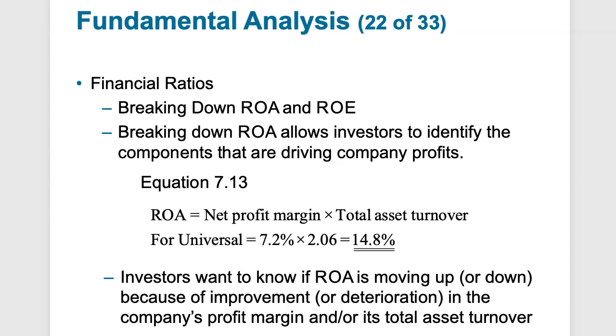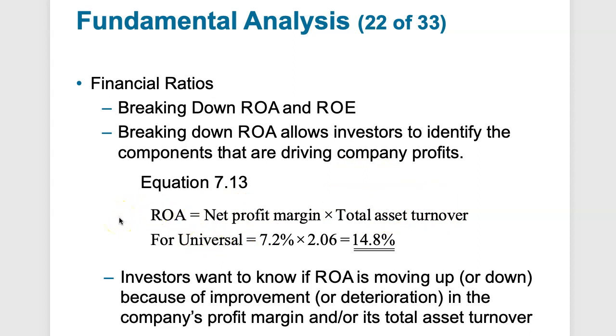But we could break down return on assets and return on equity. Let's look at return on assets first. We want to see what's driving this. Net profit margin times total asset turnover will give us return on assets. So we could take our net profit margin and multiply by our total asset turnover ratio, and this will give us our return on assets.